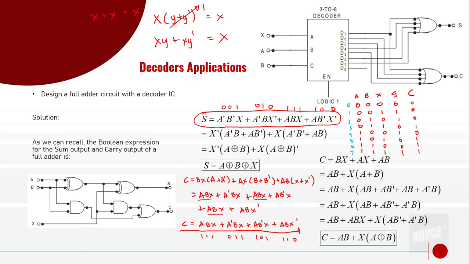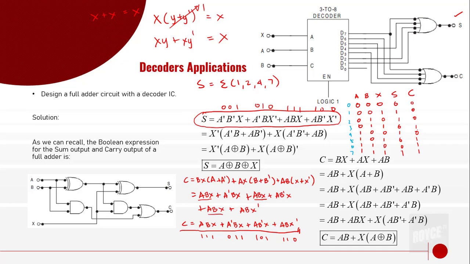For S, kailan siya nag-1? Sa min term 1, 2, 4, tsaka 7. Okay, so si S pala is 1, 2, 4, 7. Okay, so tingnan natin. Ito si 1, 2, ayan, naka-OR. 4 and 7. So, okay na to si S.